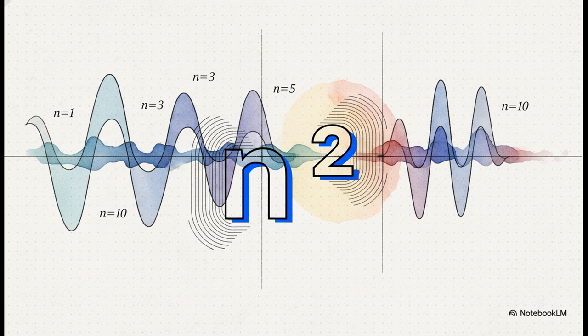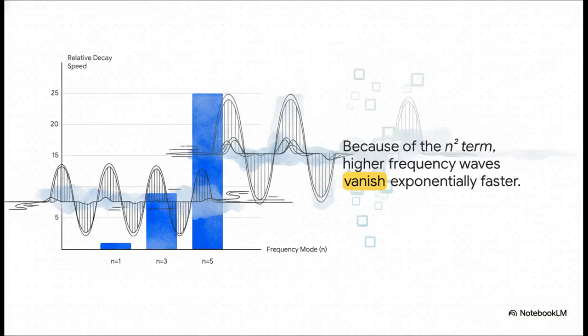Now remember, n just tells us which wave we're talking about. N equals 1 is the big, gentle, fundamental wave. N equals 3, n equals 5, those are the faster, more wiggly, high-frequency waves. And the fact that this decay rate depends on n squared, that changes everything. This chart just shows the effect so perfectly. The main wave, our n equals 1, fades out pretty slowly. But here's the kicker. Because of that n squared, the n equals 3 wave dies out 9 times faster.